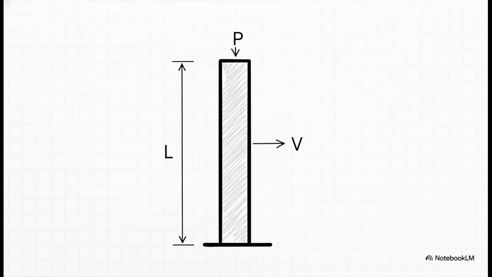The classic P-delta effect shows this perfectly. So imagine a tall column. It's got a big weight, P, pushing down on it from the top, and a little sideways force, V, pushing it from the side. Now, in a simple linear analysis, the bending moment at the bottom is just that side force, V, times the column's length, L.